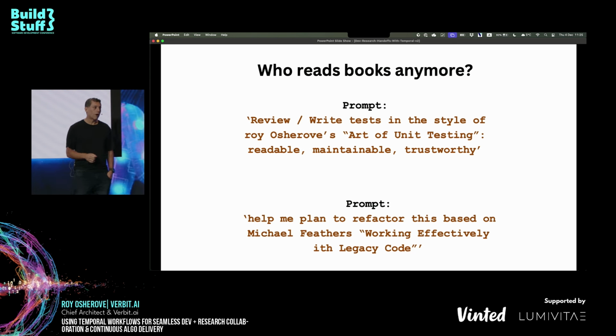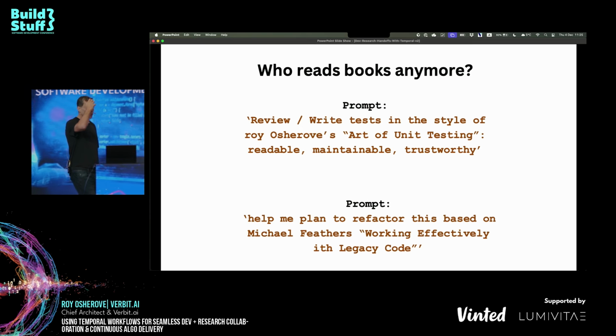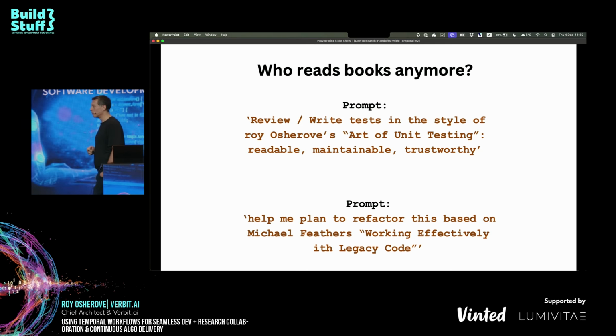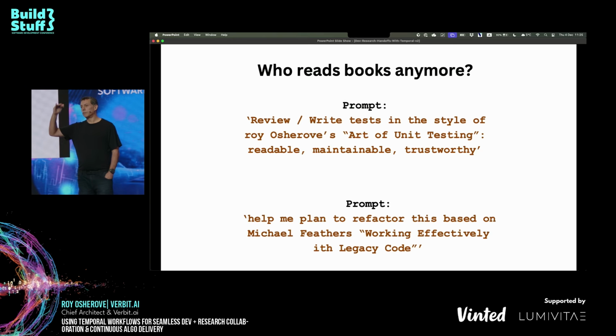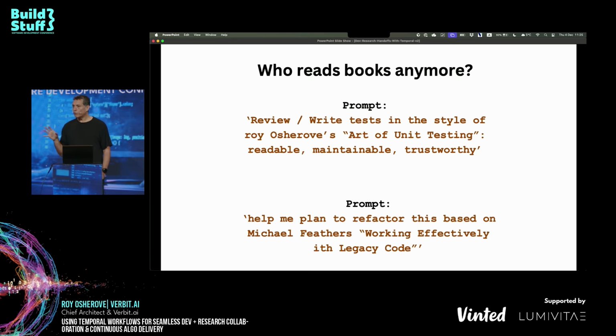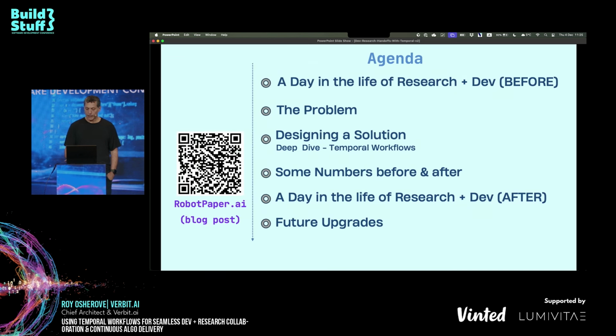Another recommended prompt, if you're trying these things and you want to do refactoring legacy code, is ask it to help you plan based on the book Working Effectively with Legacy Code by Michael Feathers. You're going to get a 10x IQ jump from the model just by asking these prompts. So if you've never tried adding books to your prompts with names, try it. You might be surprised. And with that, I'll get that out of the way.